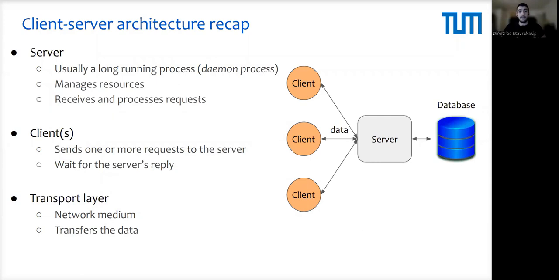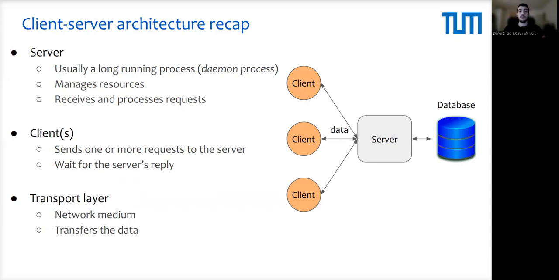Let's first have a refresh of the client-server architecture we saw before. The server is usually, as we said, a long-running process that is responsible for resource management, and its purpose is to continuously receive and process the incoming requests from the client. The clients, on the other hand, are processes that send requests to be executed on the server, and after they send the request, they are usually waiting for a response from the server about the outcome of their request.